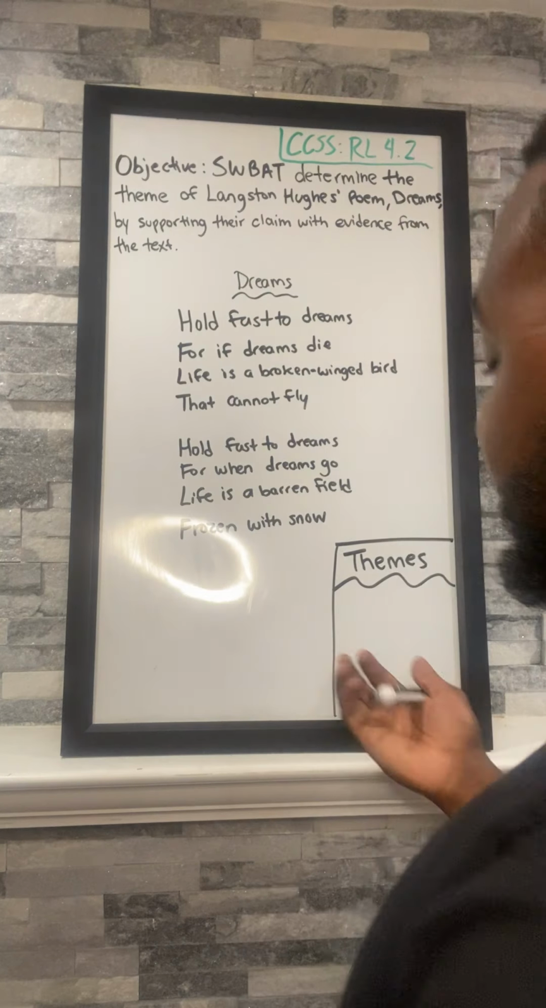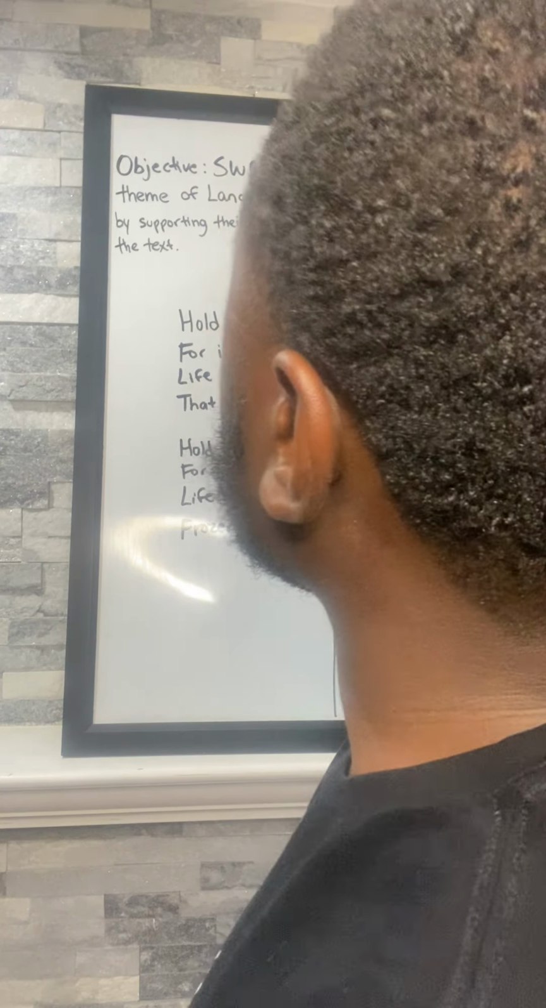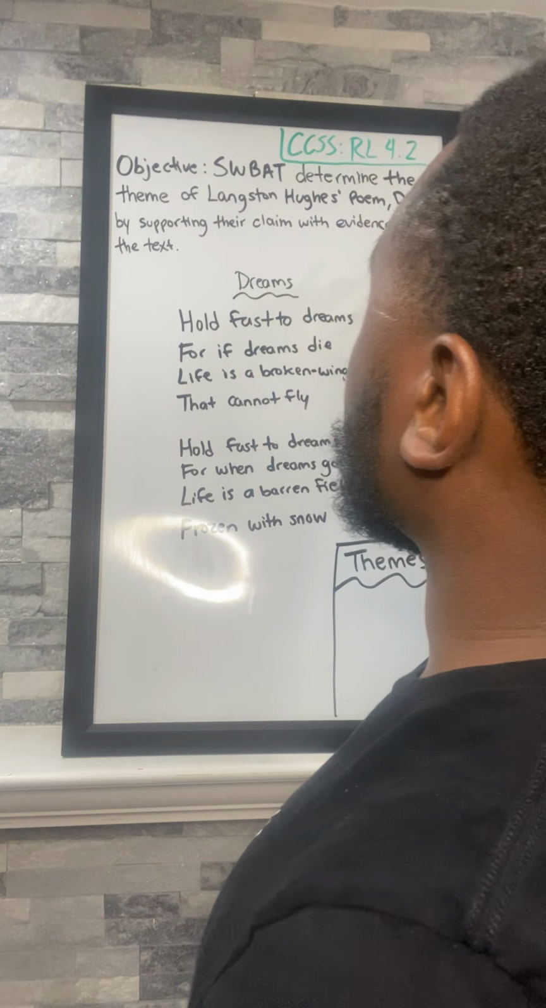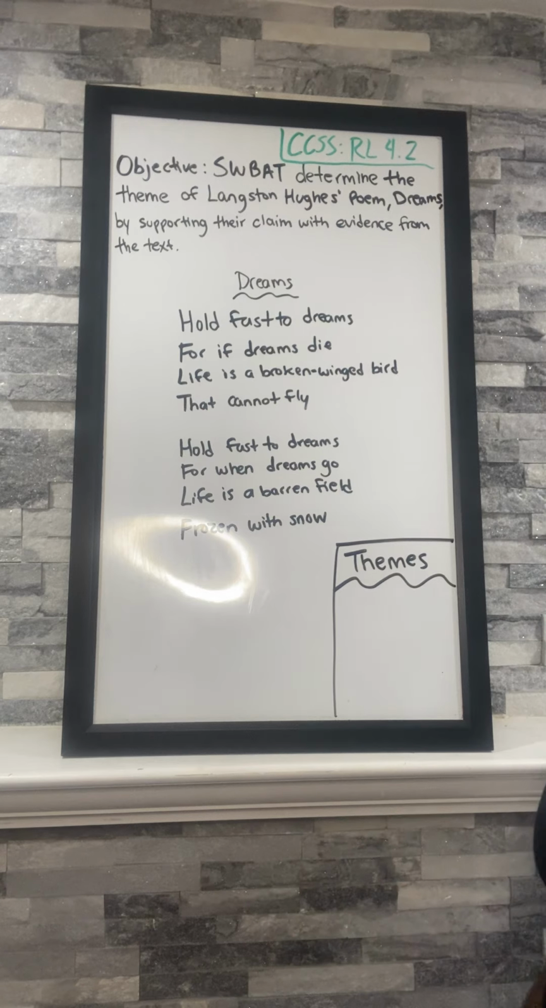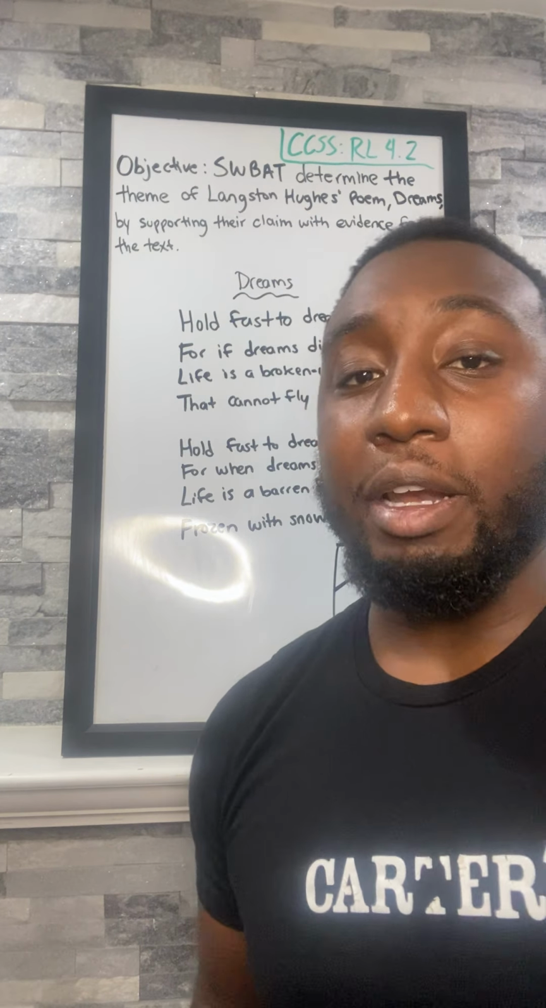It's a map. So the objective: students will be able to determine the theme of Langston Hughes' poem "Dreams" by supporting their claim with evidence from the text. It's a little lengthy, but it's very important for students to understand because they need to understand what they're doing, but also why they're doing it.